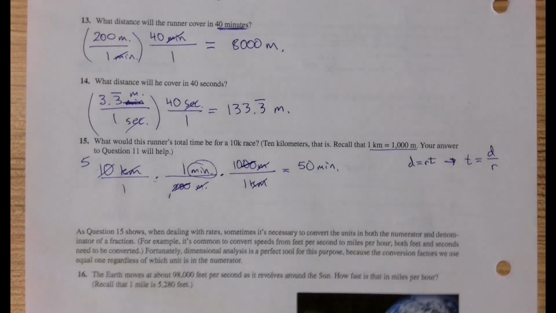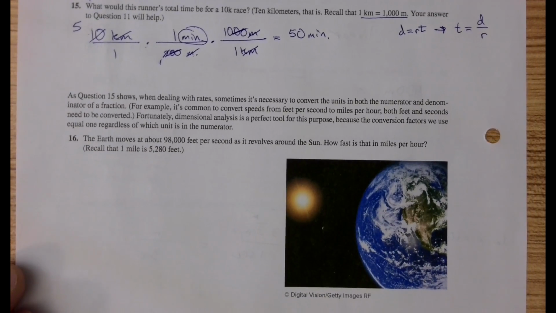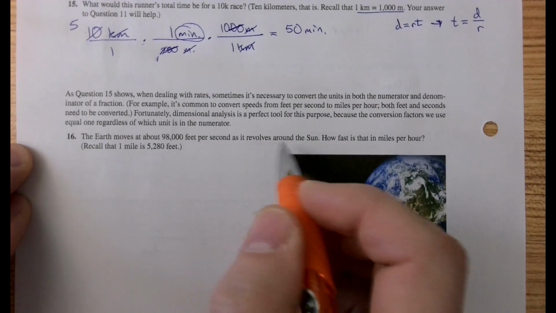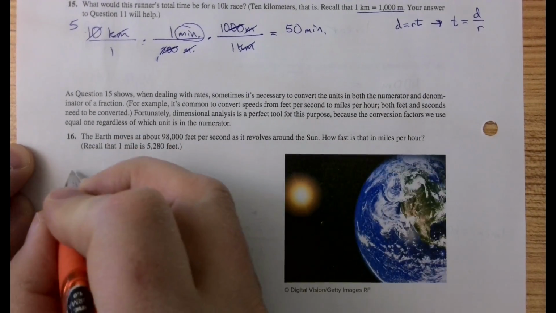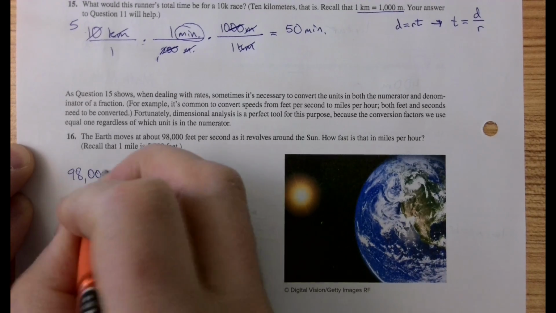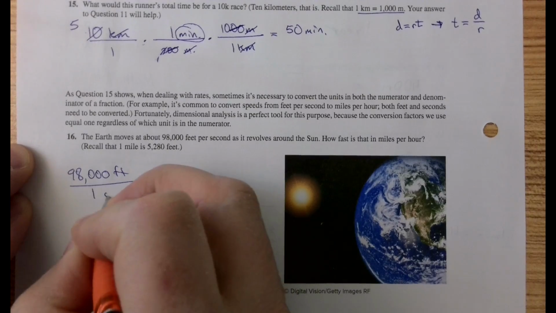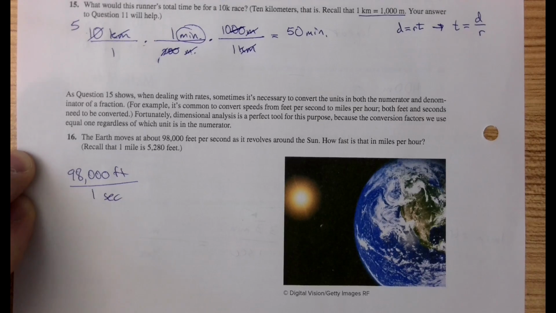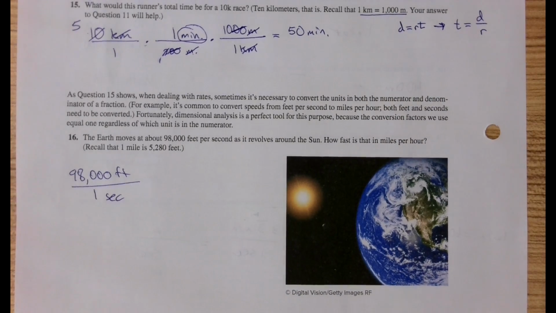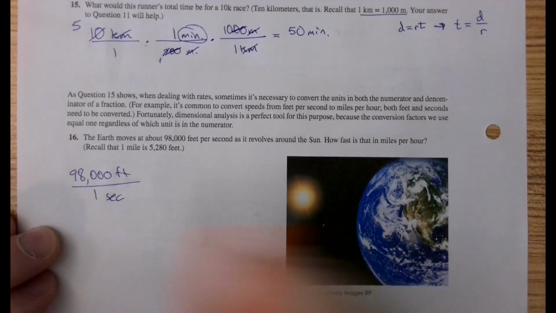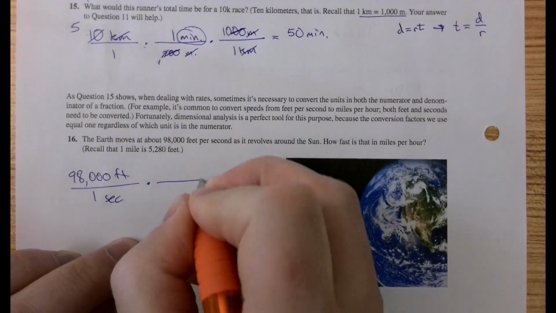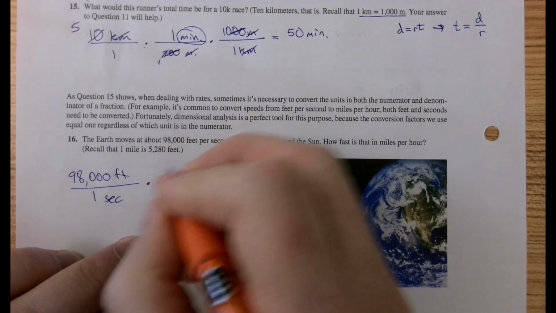All right, let's do one last problem. And that is, what's up with the Earth? Okay, so the Earth moves at about 98,000 feet per second as it revolves around the sun. So here's that rate. How fast is that in miles per hour? So note that we're converting 2 things in this unit rate. We're converting the time into hours, and we're converting the feet into miles. So let's do the feet into miles, excuse me.